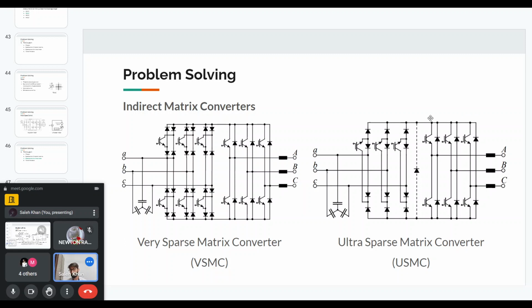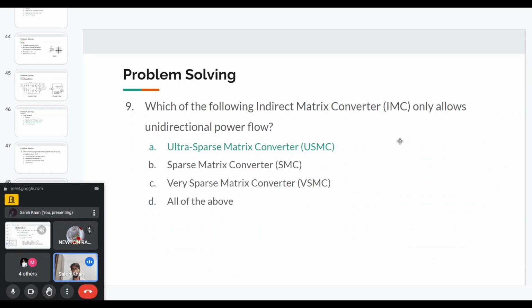but it will not allow a negative current because we only have a diode connected to each phase, so it will not allow the DC link current to be negative or to be from load to source. So that is why the ultra sparse matrix converter is a unidirectional converter. It will not allow bidirectional power flow. So the answer to this question is ultra sparse matrix converter.